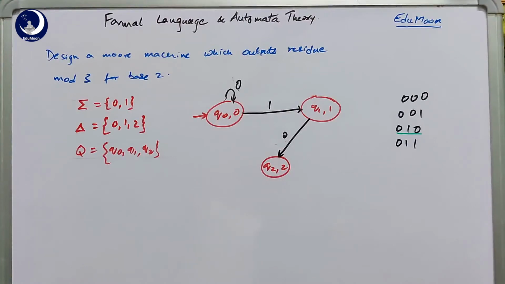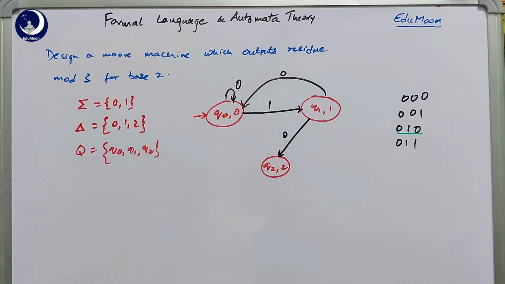Now finally 0, 1, 1, which is equal to 3. When you divide 3 by 3, the remainder will be 0. So at the end of the string 0, 1, 1, we need to be in the Q0 state so that it gives the output 0. Already from Q0 on 0 we came back to Q0, and Q0 on 1 we went to Q1. So from Q1, if you take the symbol 1, we need to come back to the Q0 state, which generates output 0. So here we completed the input transitions for the Q1 state also.